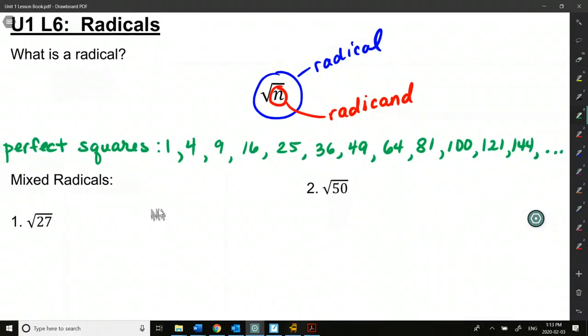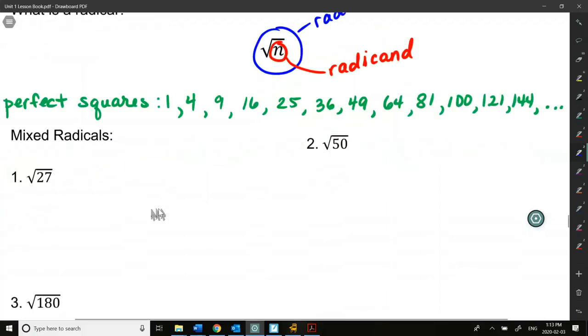Okay, so the first thing that I'm going to show you is how to simplify a radical and express it as what we call a mixed radical. So you guys know, when we're working with fractions, the idea is if I have some work that I've done and then I get 2 over 4, we always simplify that to 1 over 2, right? So similar to how we want to reduce fractions, we also want to reduce radicals, but we do it differently than we reduce fractions.